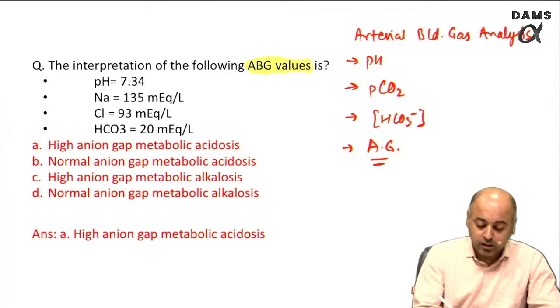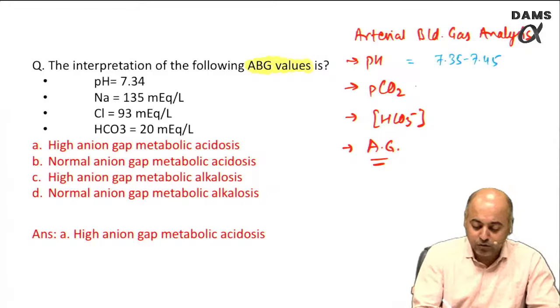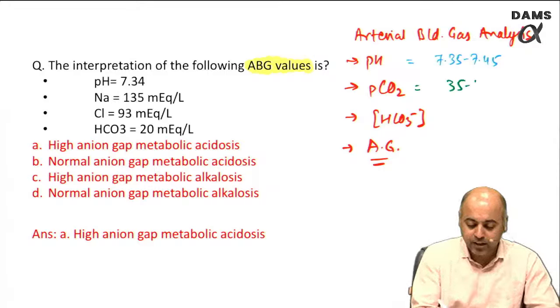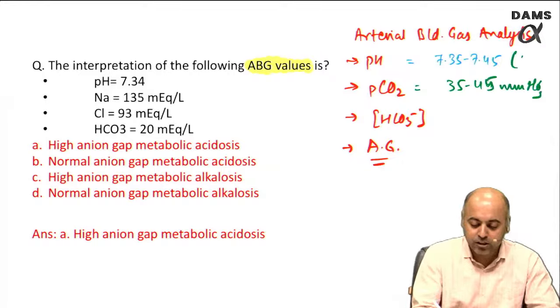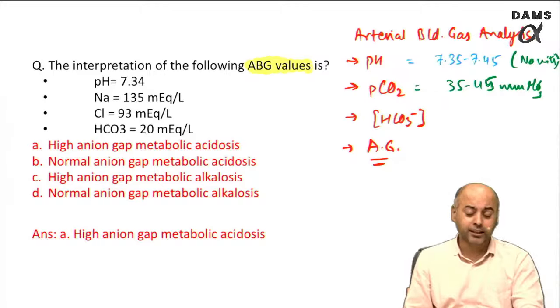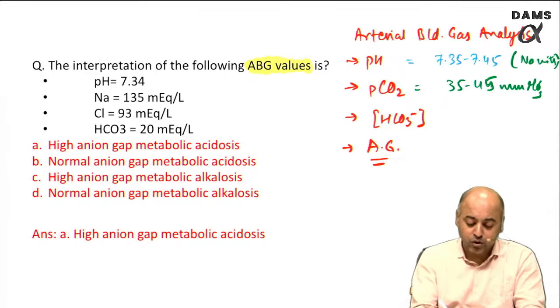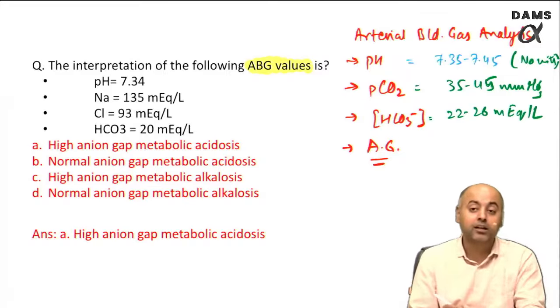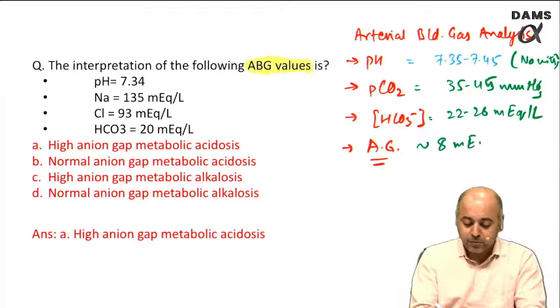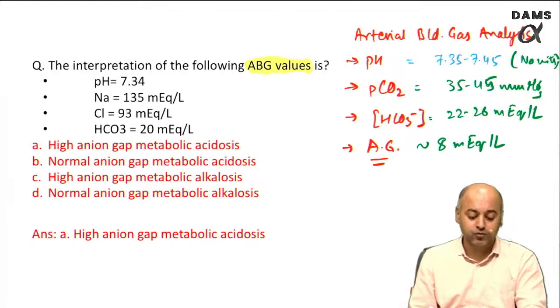Okay, so these are the values that you get on the arterial blood gas analysis. As you know, the normal value for pH is 7.35 to 7.45. The normal value for PCO2 is 35 to 45 millimeter of Hg. Please note there are no units for pH. For bicarbonate it is 22 to 26 milliequivalent per liter. Units are very important. For anion gap the value is 8 milliequivalent per liter. These are the normal values which you have to keep in mind.